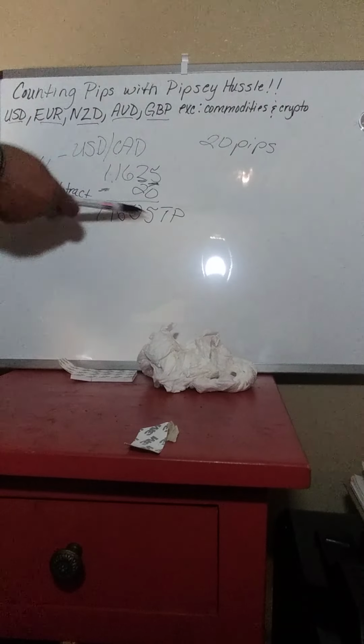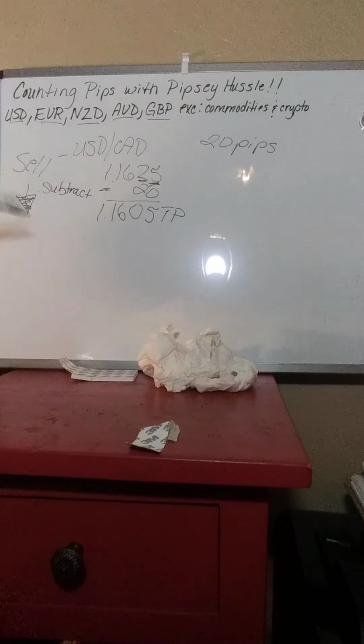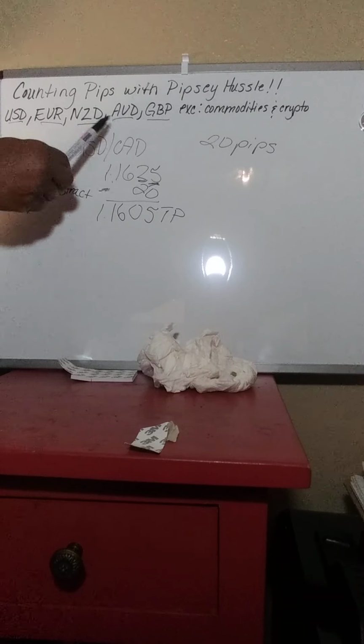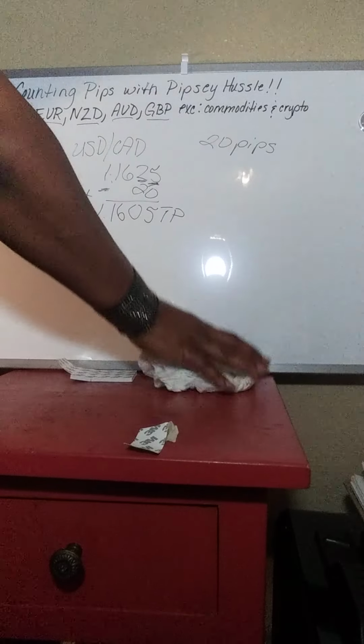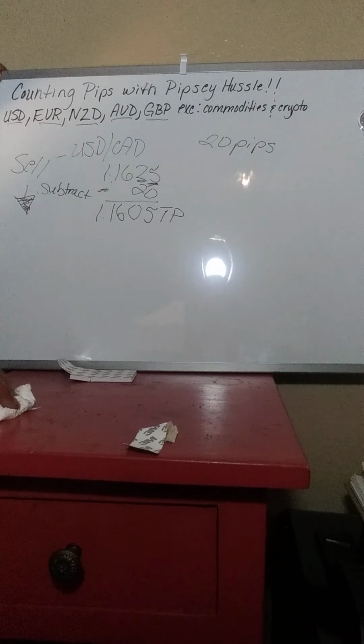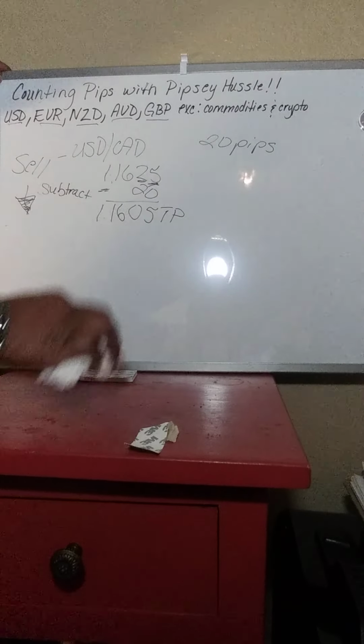Because you want that market to go down 20 pips instead of up 20 pips when you're in a sell. So that's how you do it when you're dealing with the major pairs: USD, Euro, NZD, AUD, whatever. We also have what we call stop loss.